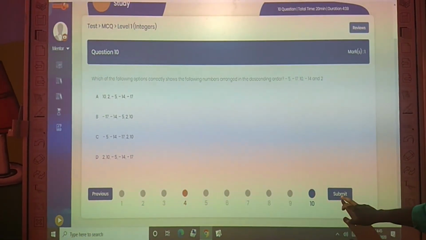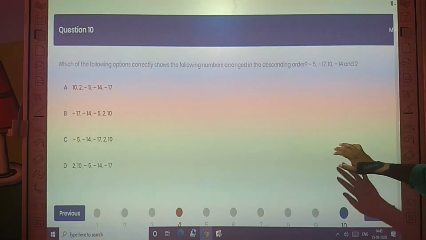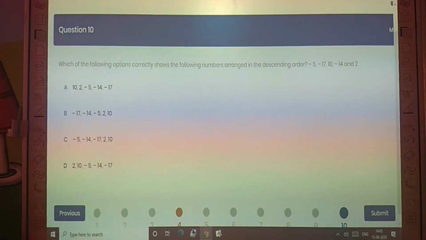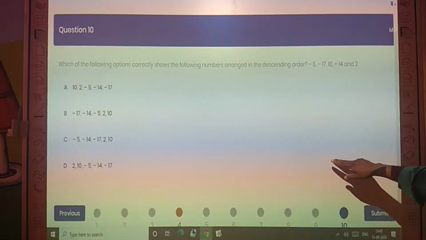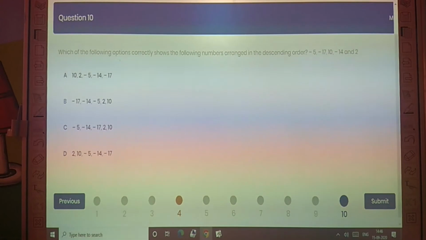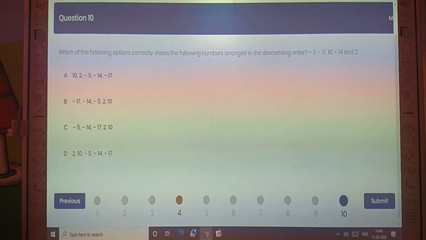The last one: which of the following options correctly shows the following numbers arranged in descending order: minus 5, minus 17, 10, minus 4 and 2. Option A: 10, 2, minus 5, minus 14, minus 17. Option B: minus 17, minus 14, minus 5, 2, 10. Option C: minus 5, minus 14, minus 17, 2, 10. Option D: 2, 10, minus 5, minus 14, minus 17. Thank you to all.